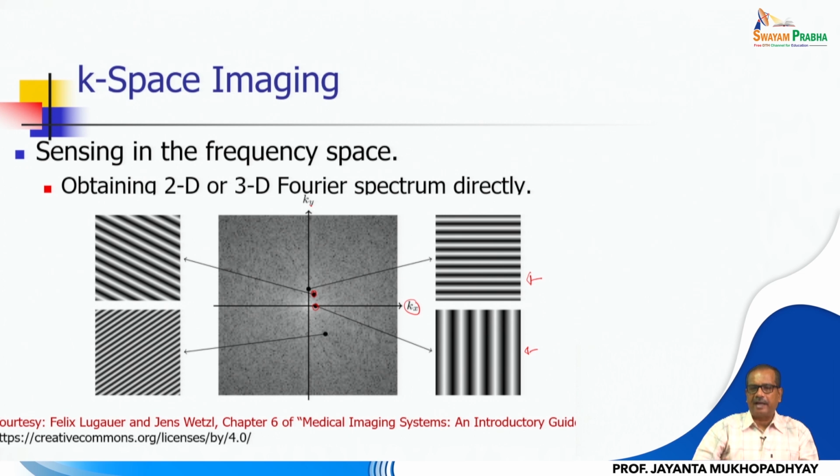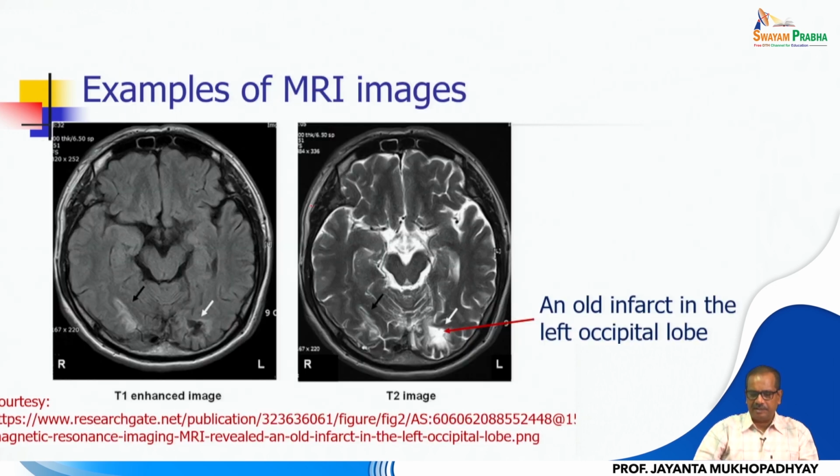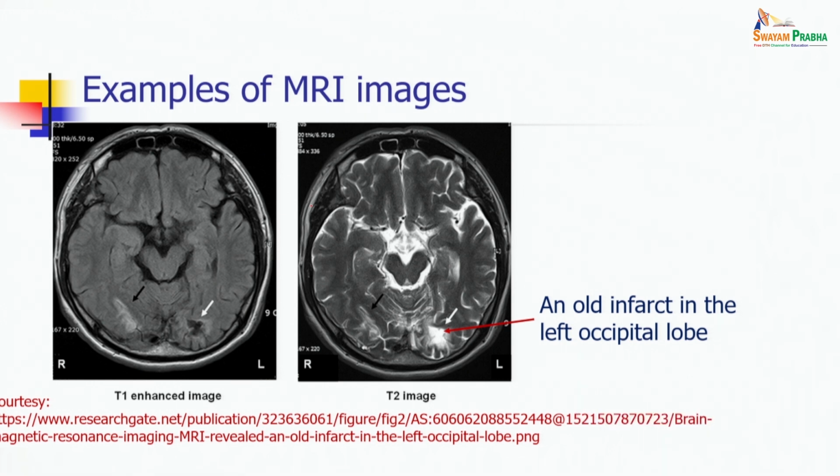Once you have this K-space, from there you can apply the inverse Fourier transform to get the images. Some examples of MR images, magnetic resonance images: you can see that this is a T1 enhanced image and this is a T2 image. This is basically T1 contrast and T2 contrast. As you can see, different tissues behave differently under these two relaxation processes.